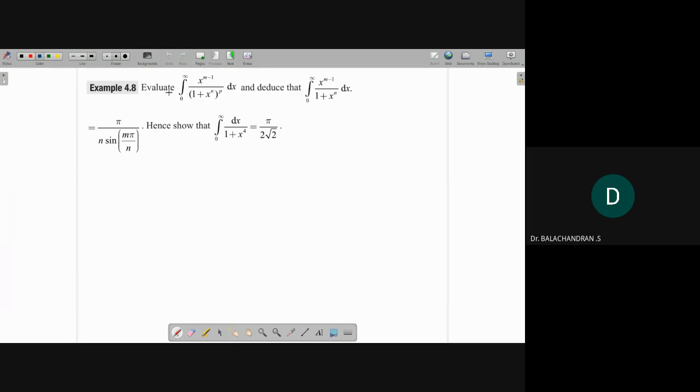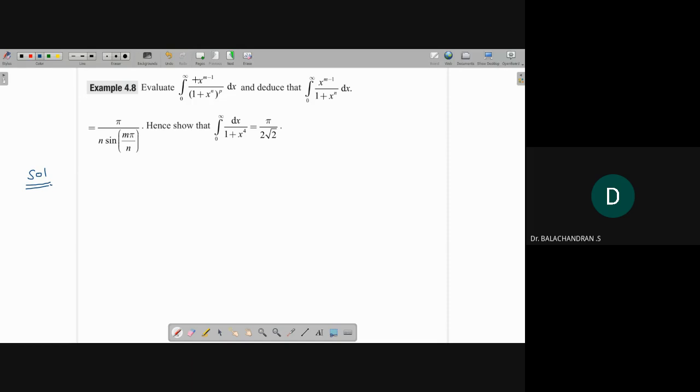First we need to evaluate this integral, and then using the result of this integral, we need to deduce the value of another integral. The value of this integral is given here, and hence you need to show that the integral from 0 to infinity of dx by 1 plus x power 4 is equal to pi by 2 root 2. Solution.